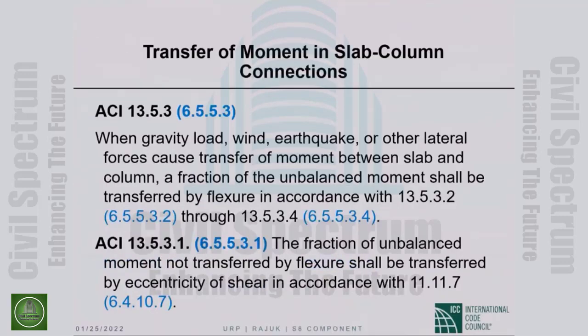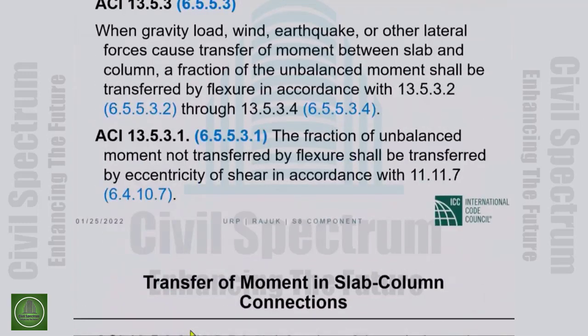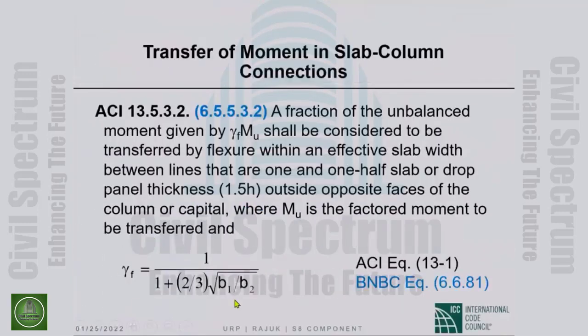When gravity load, wind, earthquake, or other lateral forces cause transfer of moment between slab and column, a fraction of the unbalanced moment shall be transferred by flexure. This language we have gone through, I think, probably yesterday. The fraction that is carried by flexure is given by this expression. By now, you know what B sub 1 and B sub 2 are.